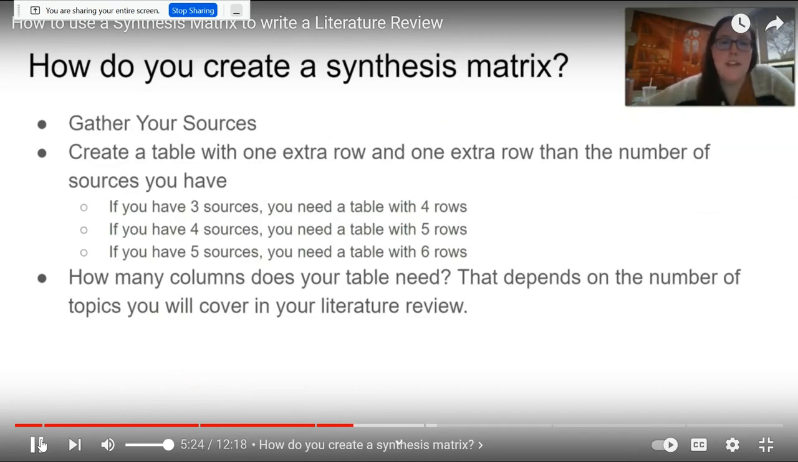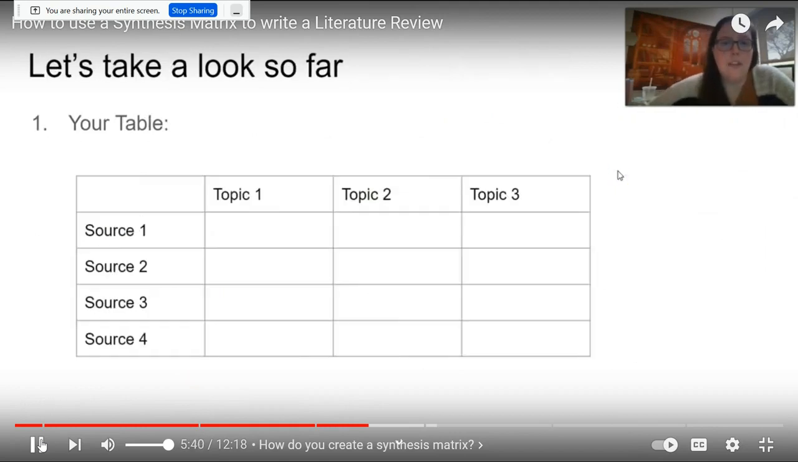Well, that kind of depends on the number of topics you're going to cover in your literature review. So if you are covering 3 topics in your literature review, then you need 4 columns, because you need a column to house the titles of all of your sources. So why don't we take a look?